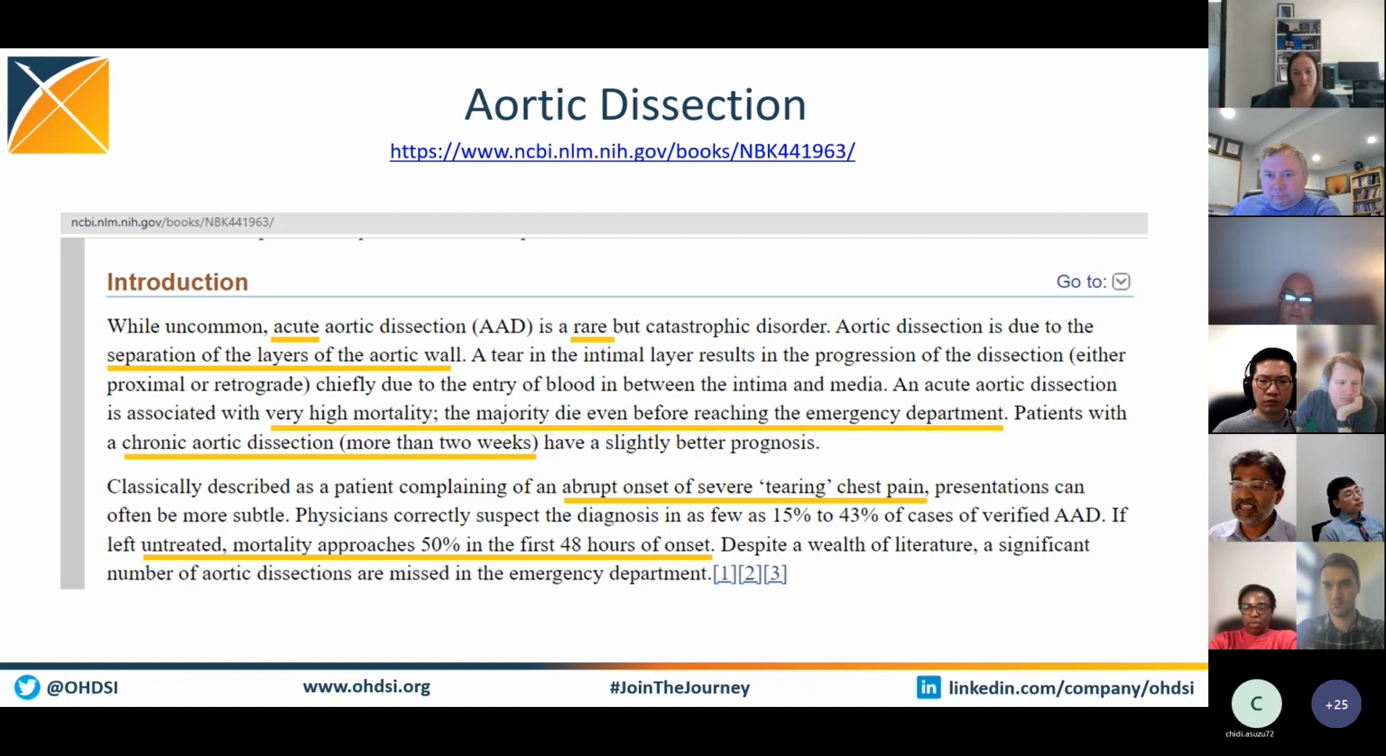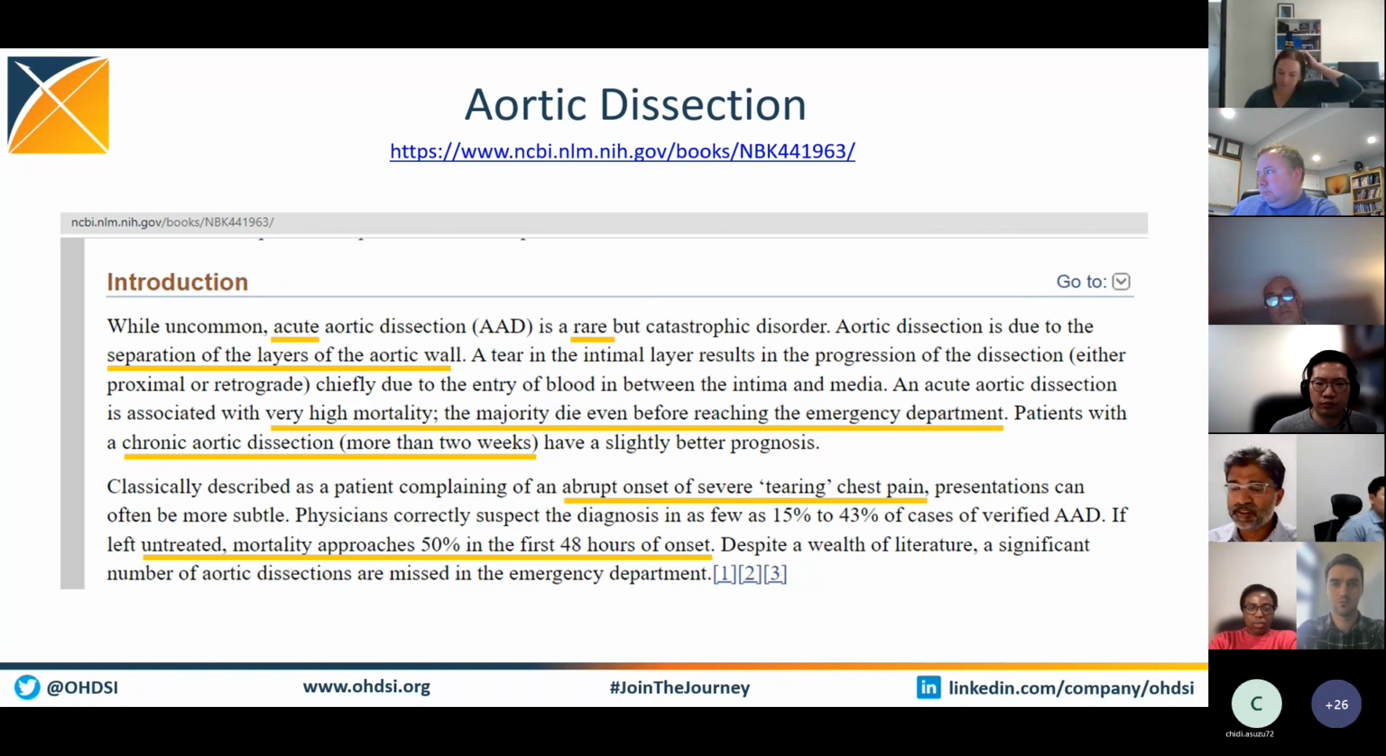What is it? The aorta is the big blood vessel that carries the blood from the heart to the rest of the body. It's mostly in our chest and goes all the way to the abdomen. It has many layers, layers of muscle. If the intimal layer is disrupted and the blood starts gushing into it, it's called aortic dissection. And that force of the blood keeps on pushing through the muscle wall, separating it out. That's very dangerous. It has a very high mortality, and the majority of people appear to die even before they come to the emergency department.